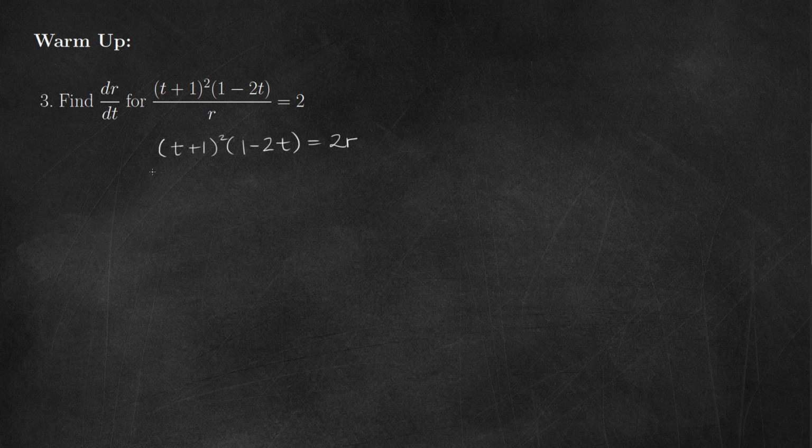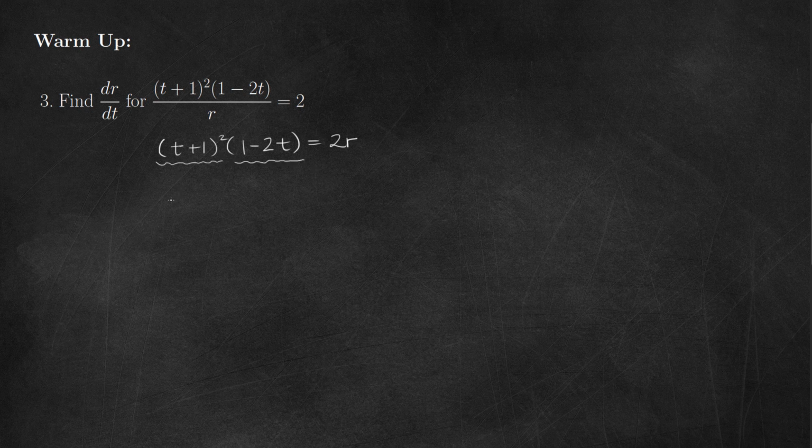If we wanted to, we could expand all of the terms on the left and then not have to do product rule, but product rule doesn't look like it's going to be too bad here. So let's just take our derivative as is. On the left, I do have to use product rule, so I've got my first factor, (t plus 1) squared, and my second factor, 1 minus 2t.